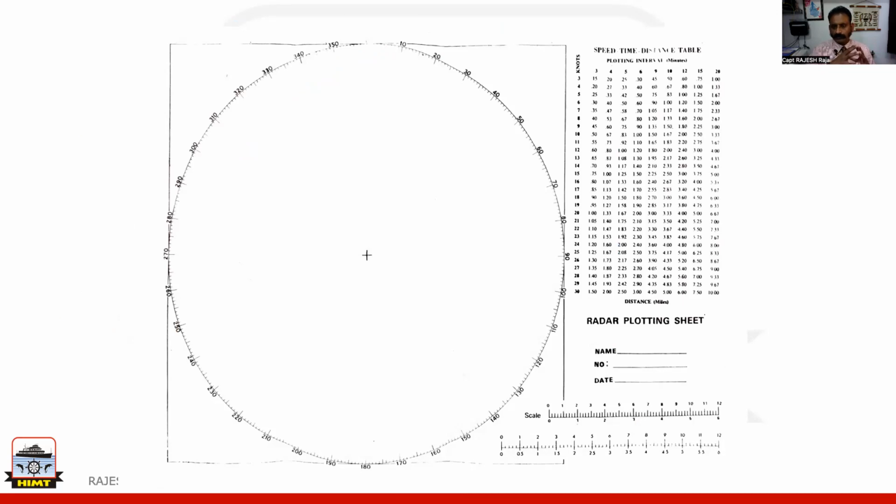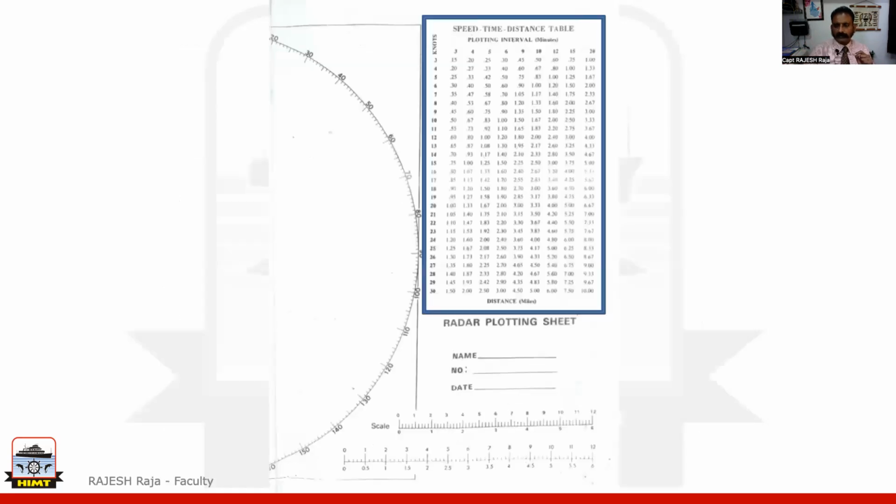Before I wind up, I'm just quickly going to brief you about this plotting sheet, which I told you, the A3 plotting sheet. This is one of the types. You can get multiple types in the market, but this one is quite user friendly. So let us quickly look at what data you have on the outer part of this dial. The dial is a circle. So please look at this. This is a quick calculation table. It's very quick. If somebody gives me a speed and a time interval, I can quickly calculate how much distance that vessel can do. I'll brief you later on when I start doing an example.